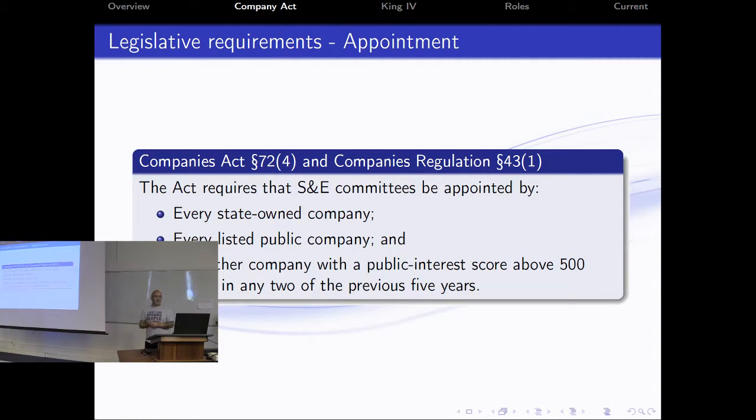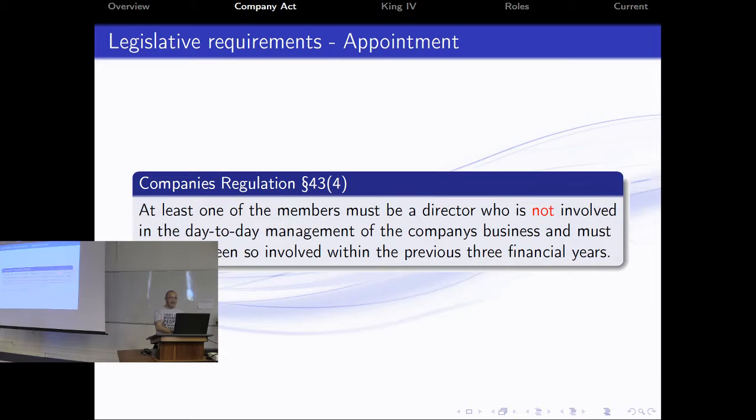So firstly, the Companies Act requires that only certain organizations need to actually have an S&E committee. So every state-owned company, listed companies, and other companies with a PRC score of greater than 500. Okay. What else it says is that there must at least be one director who's not involved in the day-to-day management of the company and not been involved for the previous 3 years.